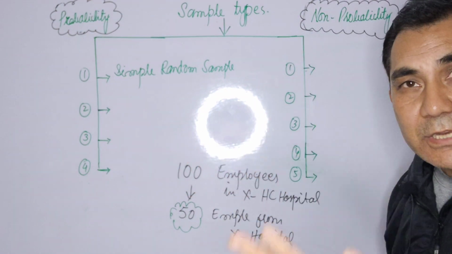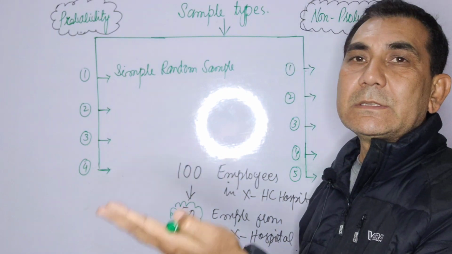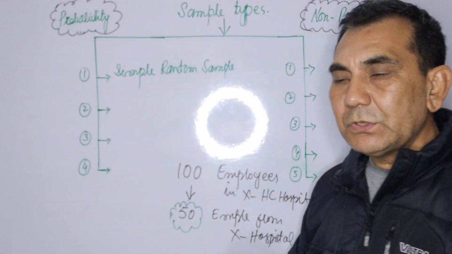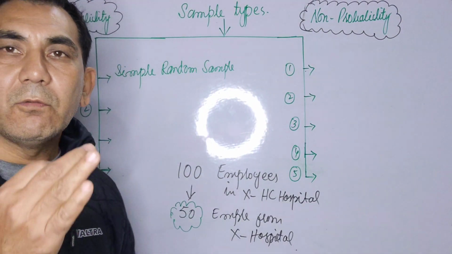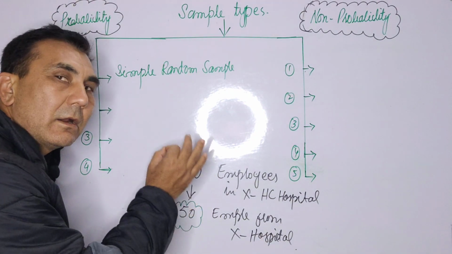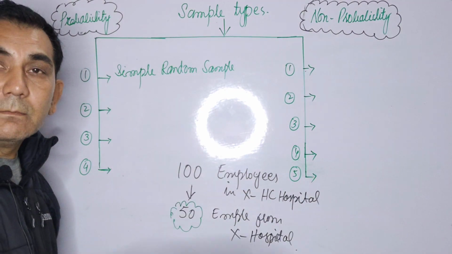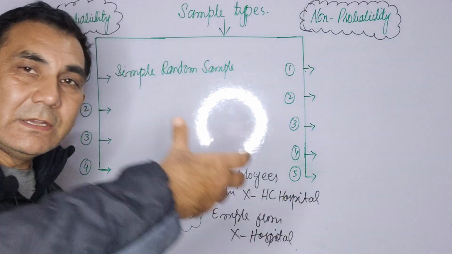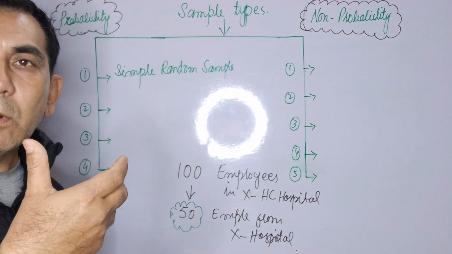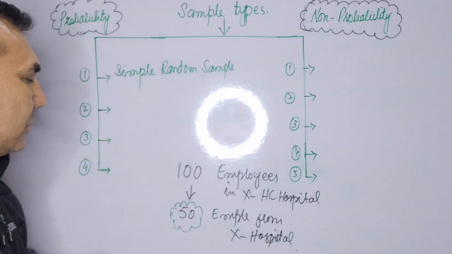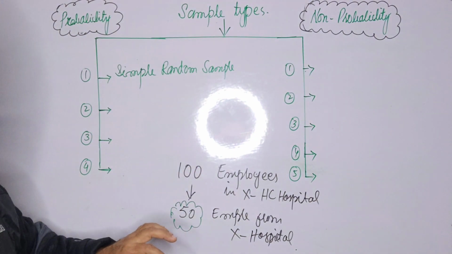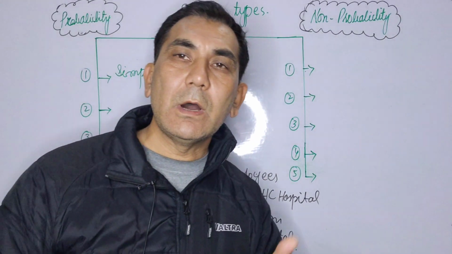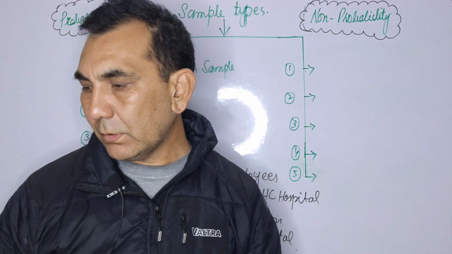When you take the list or frame of the 100 employees from the HR department, then what will you do? You put a token for every one of the 100 employees in a box, and then you draw randomly 50 chits, or 50 names of employees, from the box to select the 50 sample size by the simple random sampling technique for your research project. Okay.